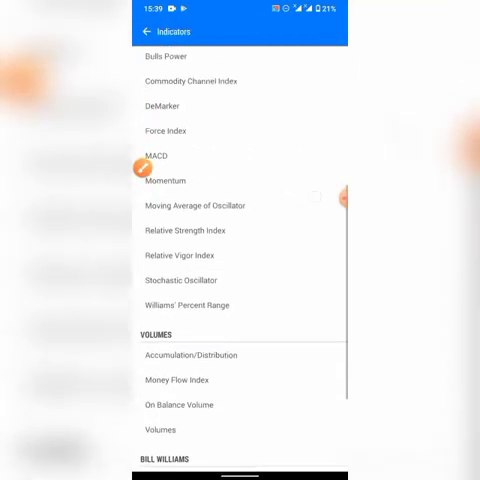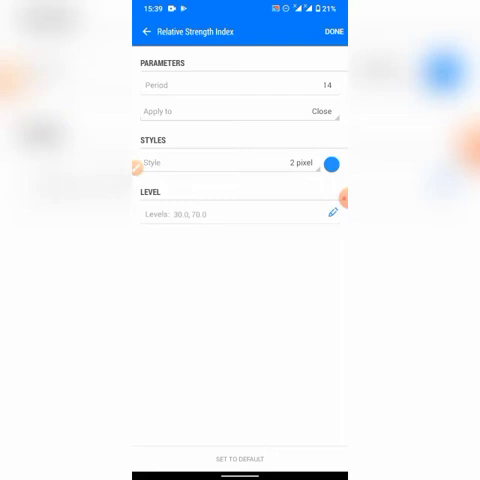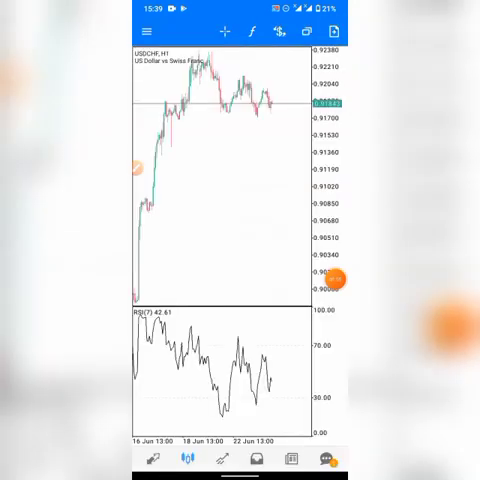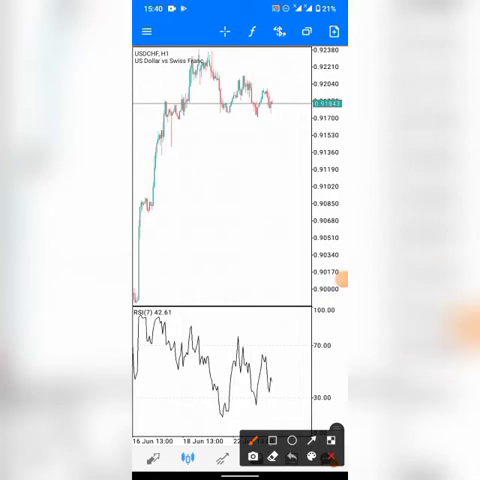So let's add our indicator. This is the default setting of RSI 14, but I use RSI 7. Whichever one you want, 14 or 7, they serve the same use, but I use RSI 7. In RSI 7, we can actually find a divergence.